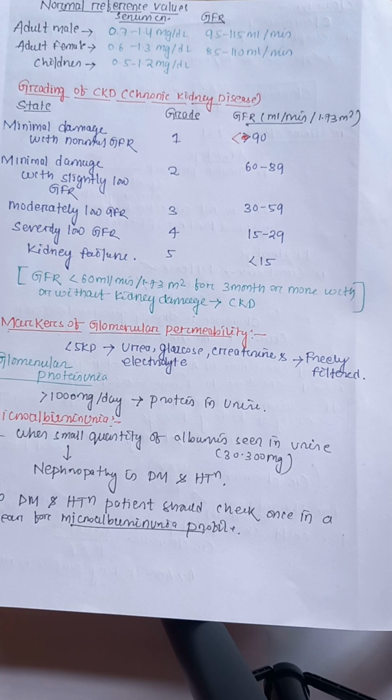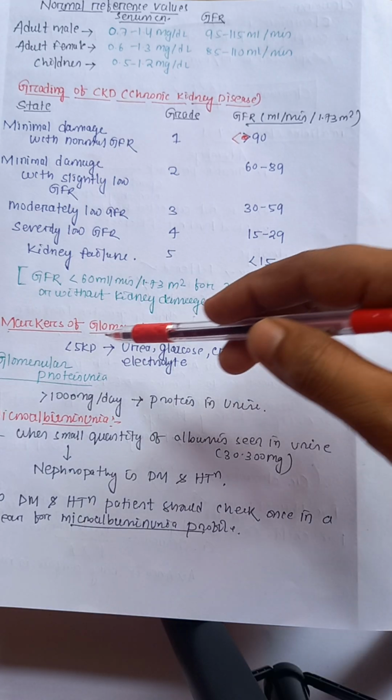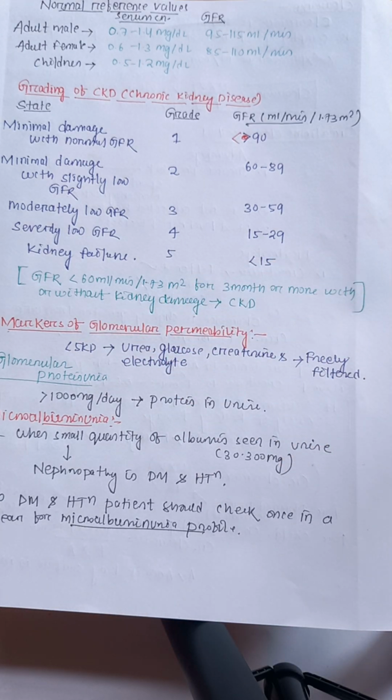Okay, chronic kidney disease. And markers of glomerular permeability like urea, glucose, creatinine and electrolytes, whose size is less than 5, can pass freely. But glomerular proteinuria means greater than 1000 milligram per day of protein excreted in the urine. And also microalbuminuria, when a small quantity of albumin is seen in urine, that means 30 to 300 milligrams, right?